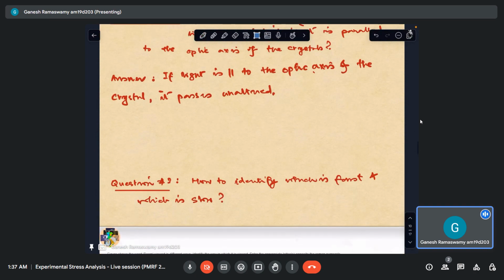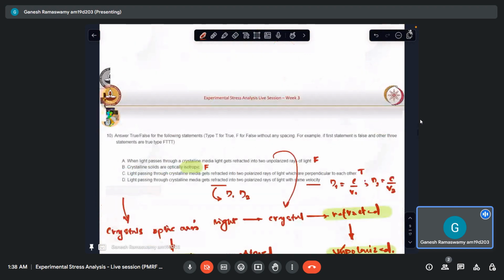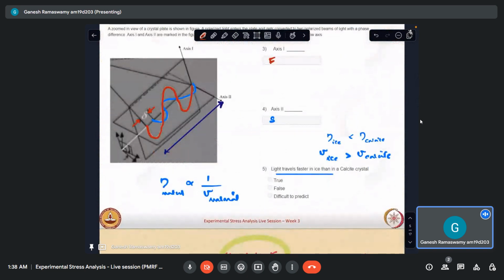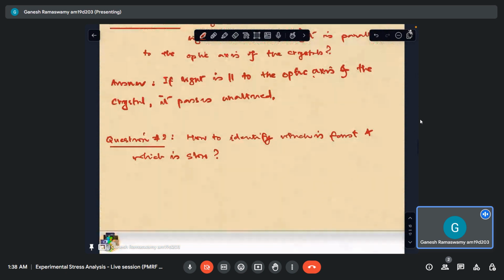And as for the second question, how do we identify which is the fast and which is the slow axis? In one of the questions, it was in fact demonstrated that one wave, the red wave so to speak, is faster, which is why we labeled that as the fast axis. But in general, how do we identify that?